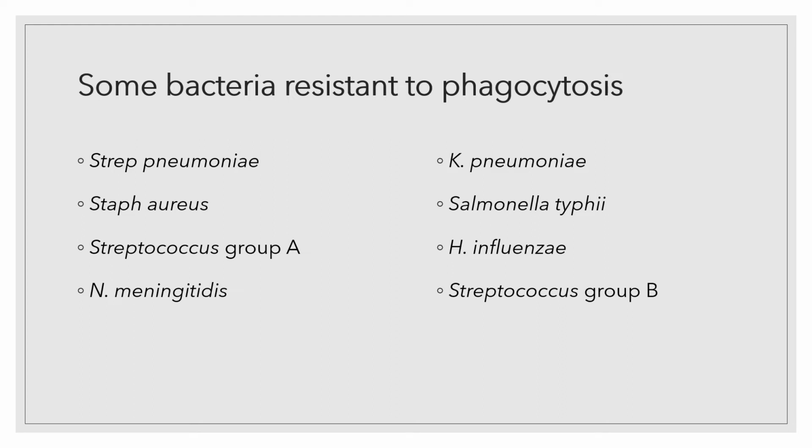Haemophilus influenza that has a capsule. And finally, we've got Streptococcus group B that produces exotoxins and also has a capsule. So these are just a few examples of bacteria that can resist phagocytosis and a few ways that they can go about resisting phagocytosis.